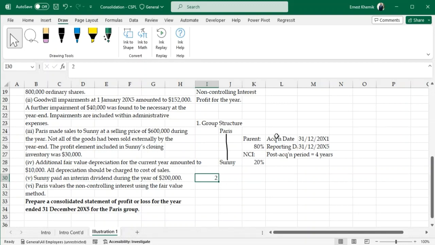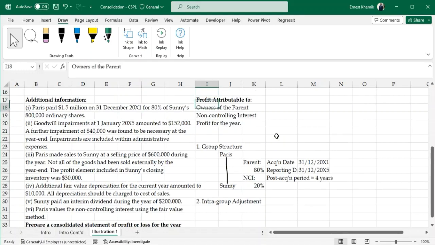Then the second working we would like to do here is going to be intra-group adjustments, as we have seen in our question. All right, so we have intra-group adjustment. Now for the goodwill, we'll tackle that later, so relax, and then we'll see how the goodwill impairment is used with consolidated statements of profit or loss.